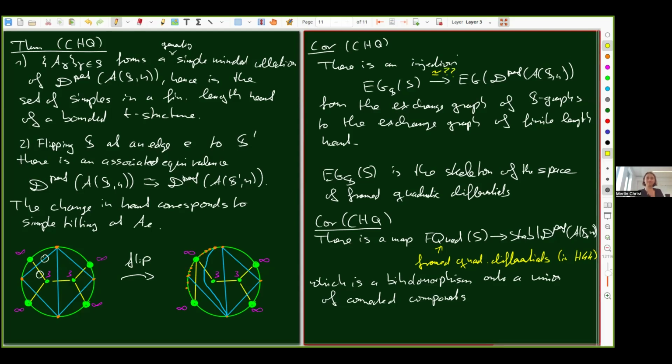I have a very basic question. All the hearts which you get by flipping, are they nearby with respect to the initial heart? You start with some S-graph, and then that gives you some initial heart. Nearby means that it's between the heart and the shift of the heart. The corresponding object is between the object and the shift of the object, right?